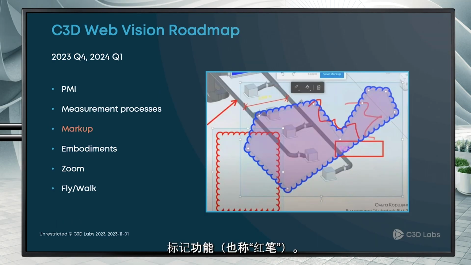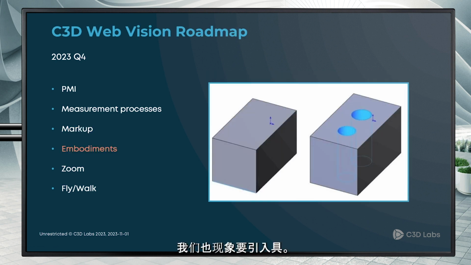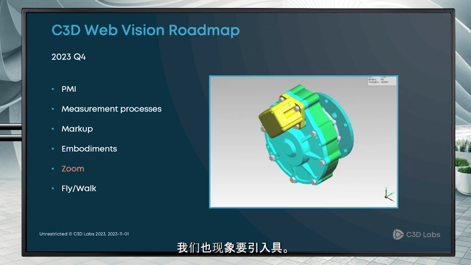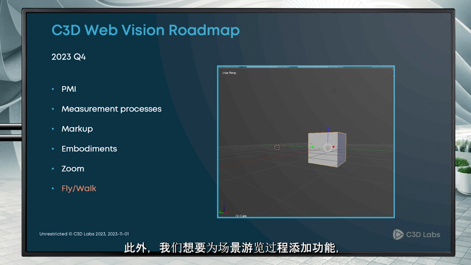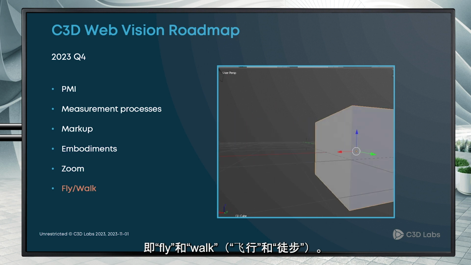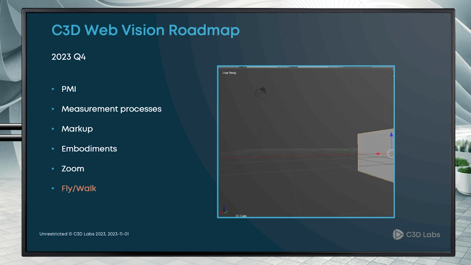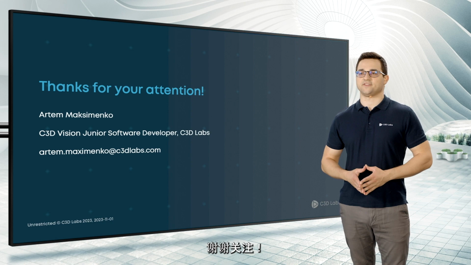Markup functionality, or red pencil. Now we're analyzing the ways and forms of development. We also want to implement sections and to zoom in with the frame. Also, we want to add the ability for scene navigation processes. These are the processes fly and walk around the scene. So that's all from my side. Thank you for your attention.